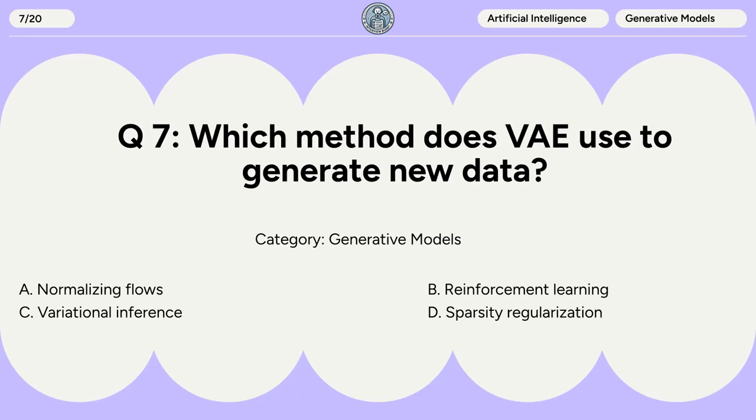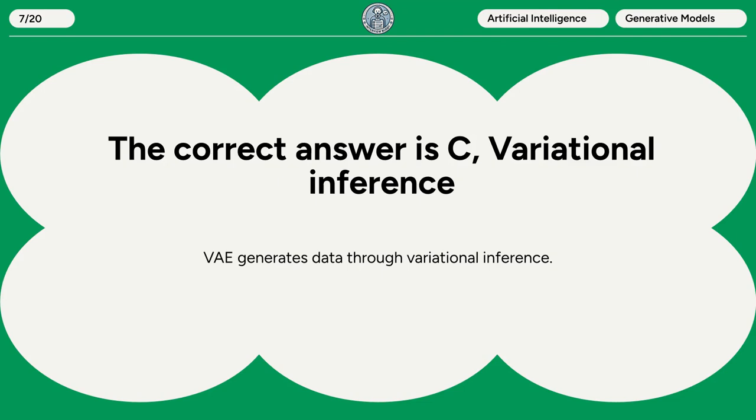Question 7. Which method does VAE use to generate new data? A. Normalizing flows. B. Reinforcement learning. C. Variational inference. D. Sparsity regularization. The correct answer is C. Variational inference. VAE generates data through variational inference.